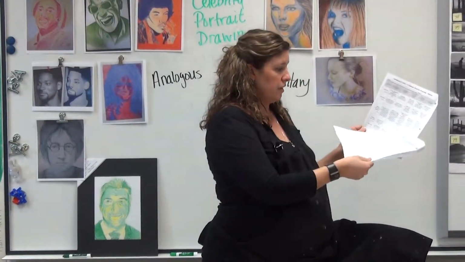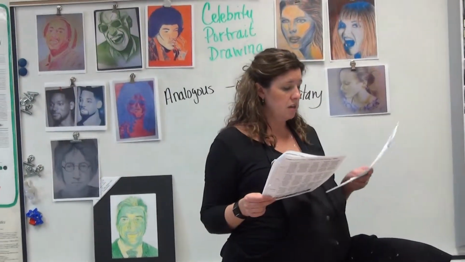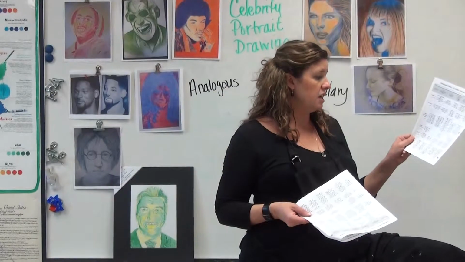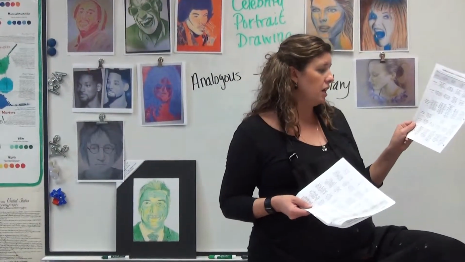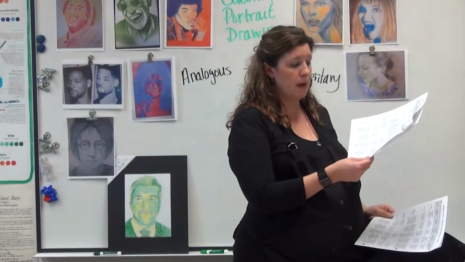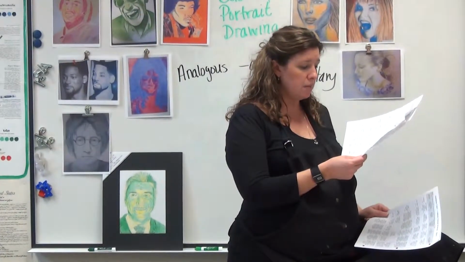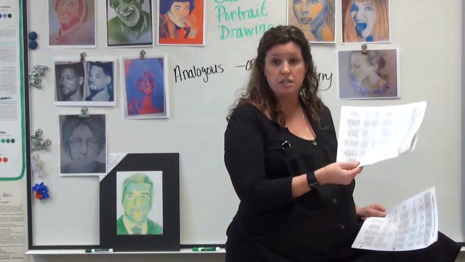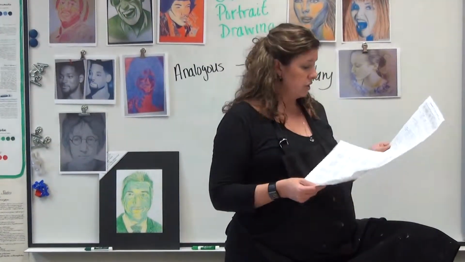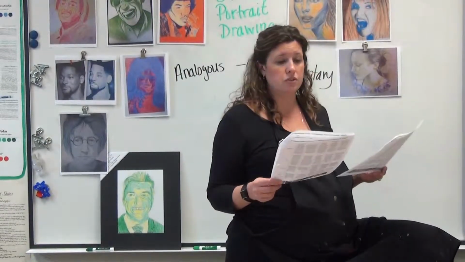And then the points go down from there. Color values, 9 to 10 points. For analogous colors, all 10 values are clearly represented. All 3 colors were created to create the values. For complementary, 9 to 10 points. All 10 values are clearly represented. Both colors were used to create the values. So you can see the difference, but basically we're doing the same thing, just different color schemes.